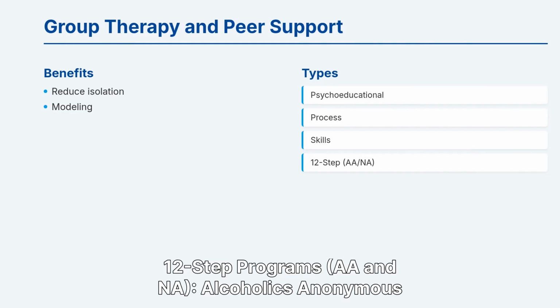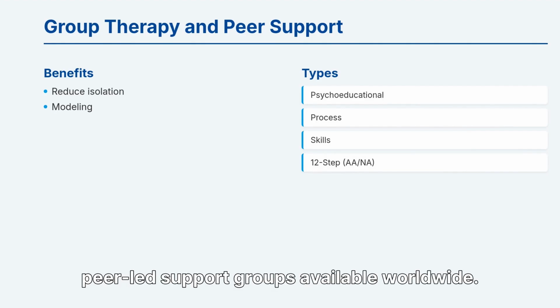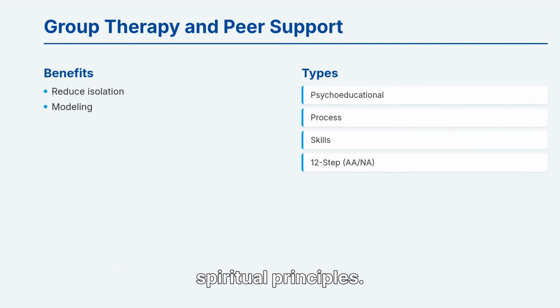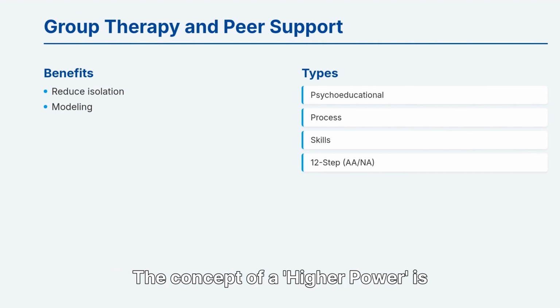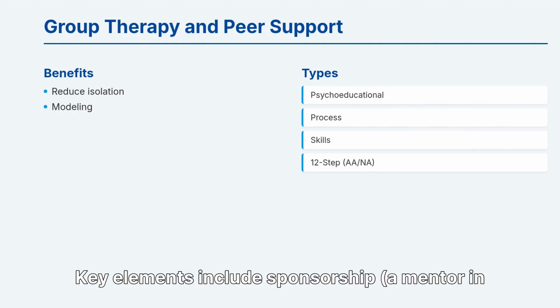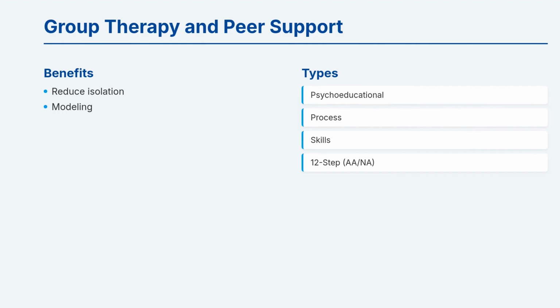12-step programs, AA and NA. Alcoholics Anonymous, AA, and Narcotics Anonymous, NA, are free peer-led support groups available worldwide. They follow a 12-step program based on spiritual principles. The concept of a higher power is central, though it can be defined individually; it does not have to be God. Key elements include sponsorship, a mentor in recovery, regular meetings, and working the steps.